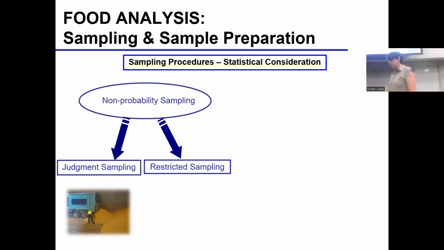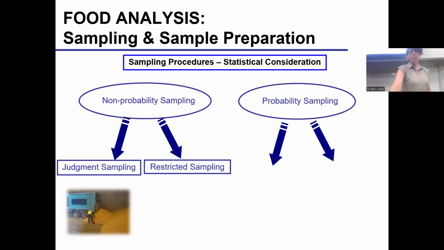So we have non-probability sampling and then statistic-based sampling. Whenever you're able, you want to do probability sampling, based on statistical randomization, but sometimes you can't. So let's say you have this truck, there's no way to randomize and select a truckload of grains. You just rely on judgment sampling. Sometimes you have a silo of grains, your corn silo, and you can only take from the top. So that's restricted sampling, but there is no way around it. The probability sampling, whenever possible, is the way to go.